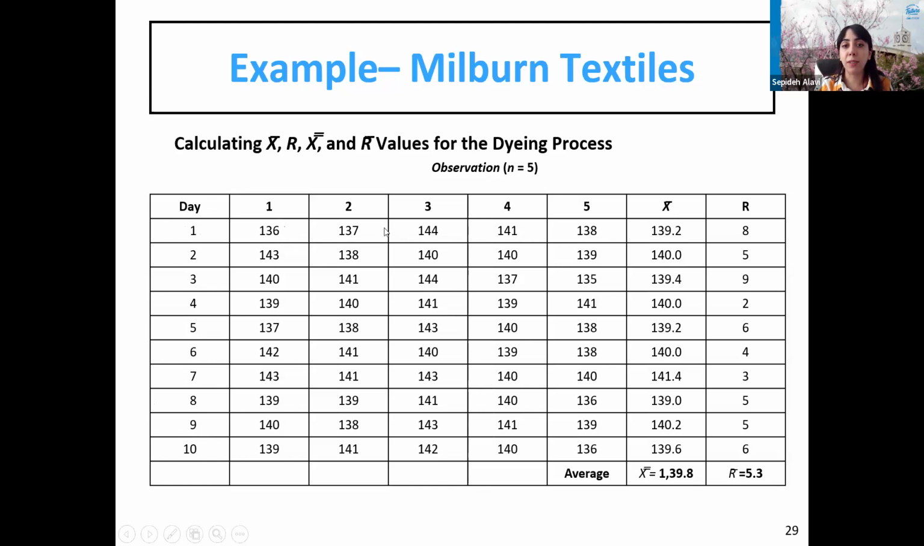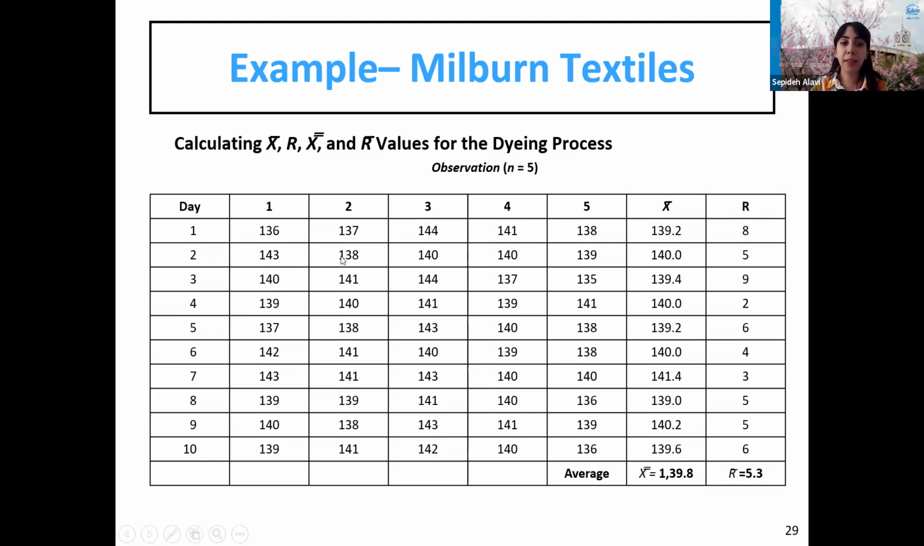So the average temperature in this sample is 139.2. And then the range is the difference between the largest temperature and the lowest temperature. So the largest temperature in this sample is 144, and the lowest one is 136. The difference is 8.